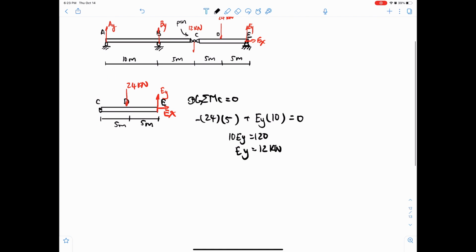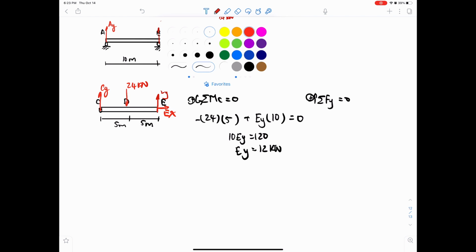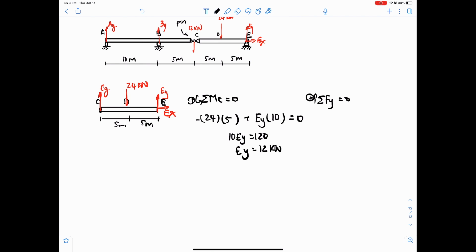Then we can just do a simple sum of forces in the y direction equals 0, and we can solve for CY at this point. It's just EY plus CY equals 24, and because EY is equal to 12, we can conclude that CY is equal to 12 kilonewtons.